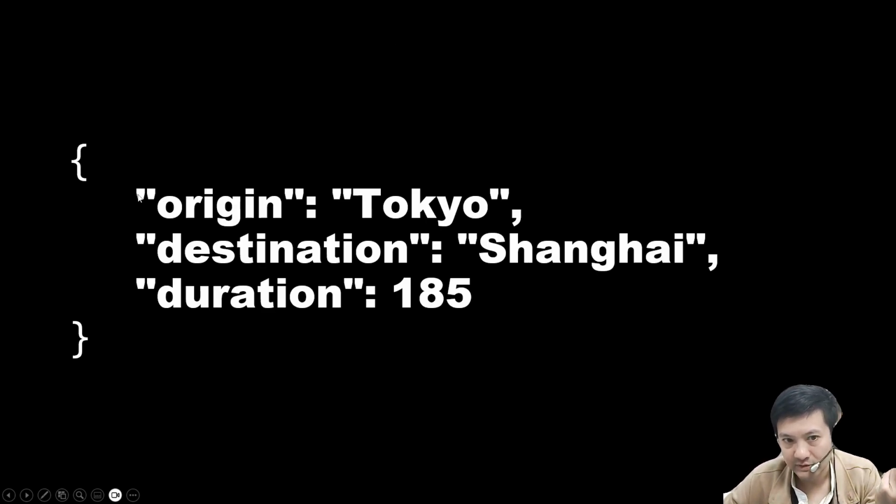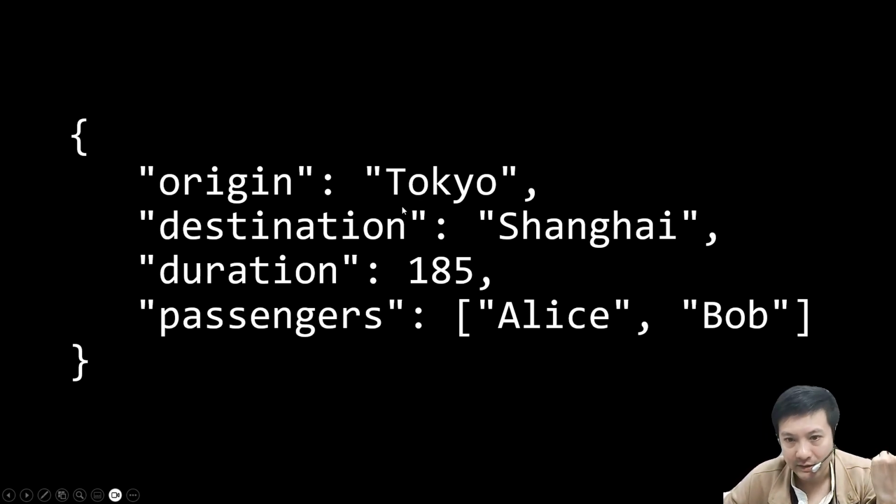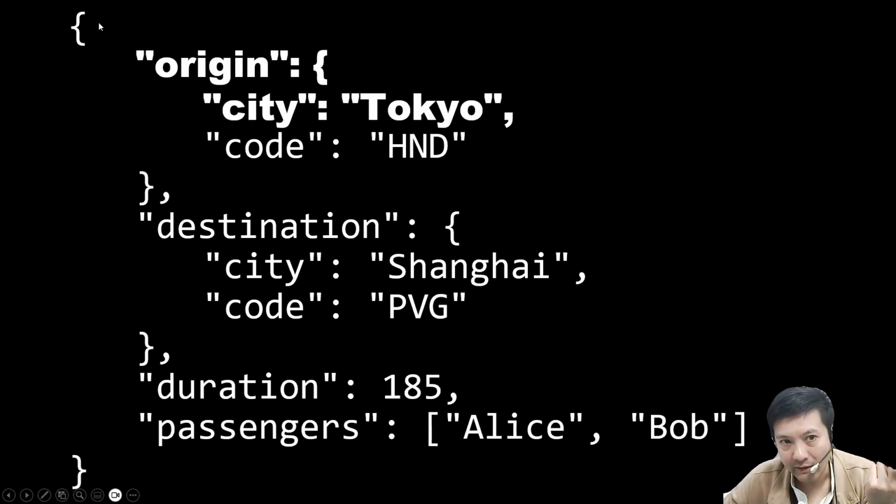Here's the example. You just have Tokyo, Shanghai. It is the flight information. The duration is some time, which is a number, and then you also have a nested array here, and you are able to have a nested object inside an object. Just take a look and review some examples, and you will understand the structure is quite simple.